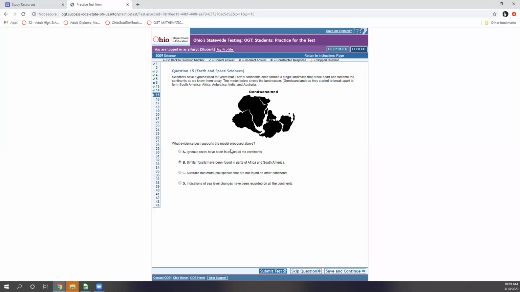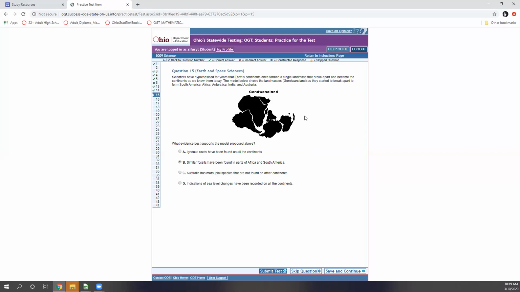You want to be careful here when you read answers to questions that your answer is supporting exactly what they're asking. And so a lot of times it's a good idea to reread your answer before you move on and make sure it makes sense. So the model below shows the land masses Gondwanaland, which is, if you remember, just the stage in which the single landmass started breaking apart. As they started to break apart to form South America, Africa, Antarctica, India, and Australia, what evidence best supports the model proposed? Similar fossils have been found in parts of Africa and South America. Does that make sense? Yes. Does that check off? Yes.